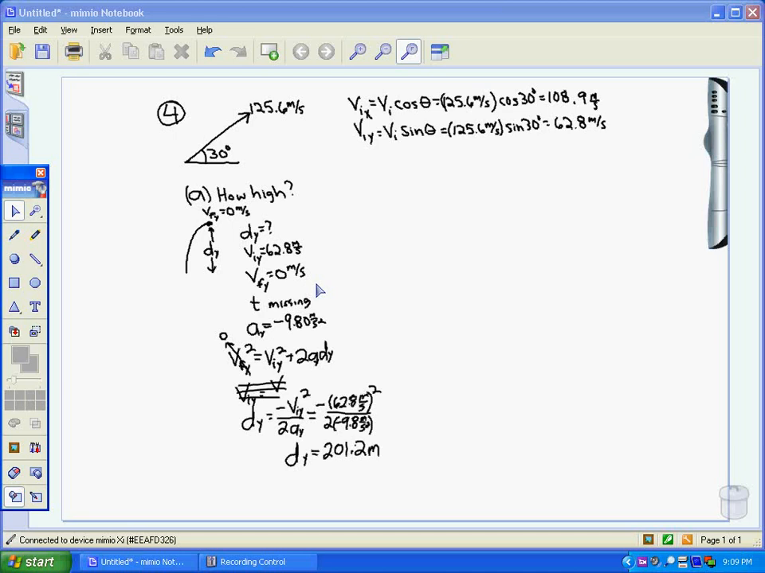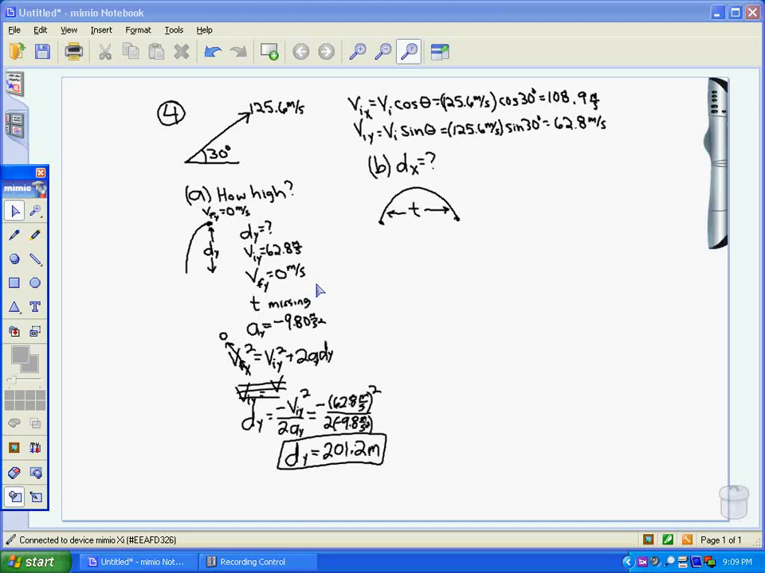Now, part B of this says, how far horizontally did the projectile go? So in part B, we want to find dx. Now we know vx, but we have to find t in this case. But the t is for the whole path. We don't know how long it took to get from when it was launched to when it landed. So we're actually looking at these points here, t from when it launched to landed.